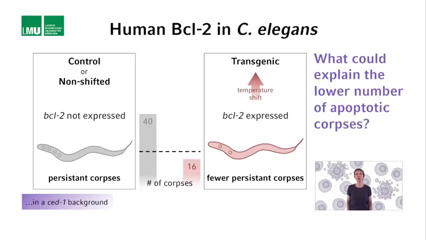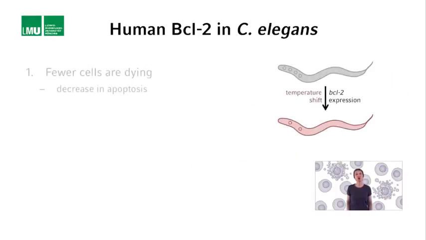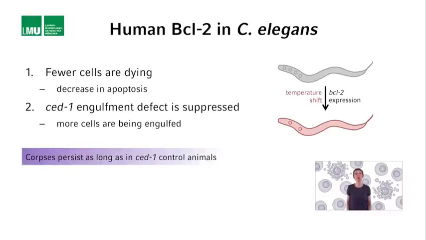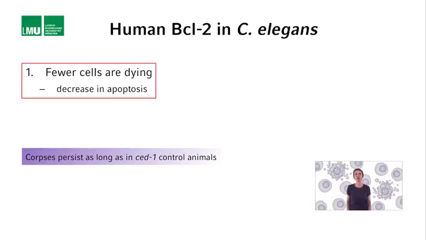What could explain the lower number of apoptotic corpses? It could be the result of fewer cells dying. It could reflect a decrease in apoptosis. However, it could also reflect the suppression of the SED1 engulfment defect. To rule out this possibility, David Rowe analyzed how long the corpses that he detected in the BCL2 expressing animals persisted. He found that they persisted as long as in SED1 control animals. This suggested that the lower number of corpses seen in the BCL2 expressing animals was a result of a decrease in the number of cells that had died. Basically, many of the 131 cells that normally die during C. elegans development no longer died.